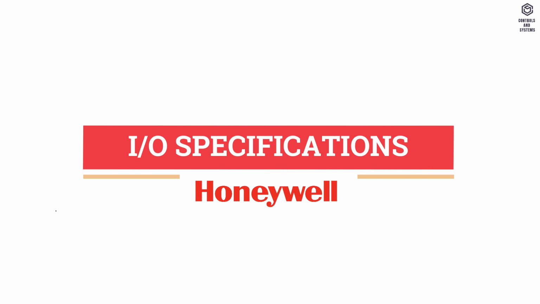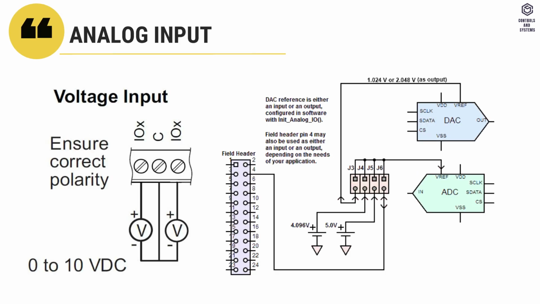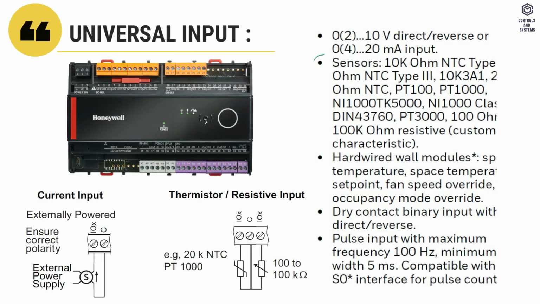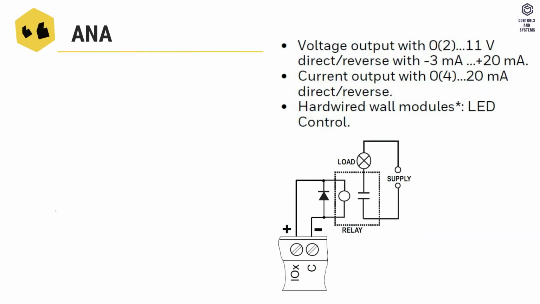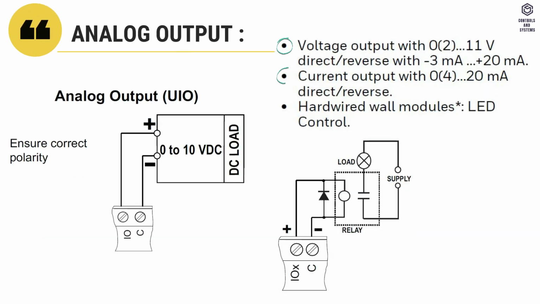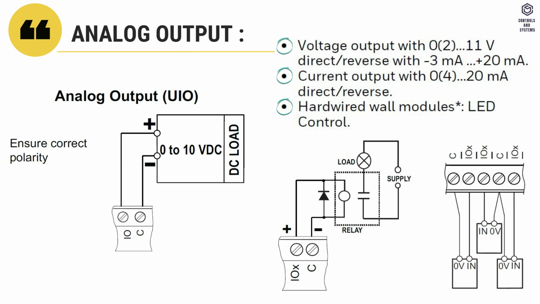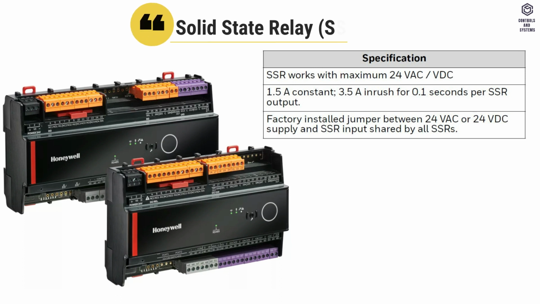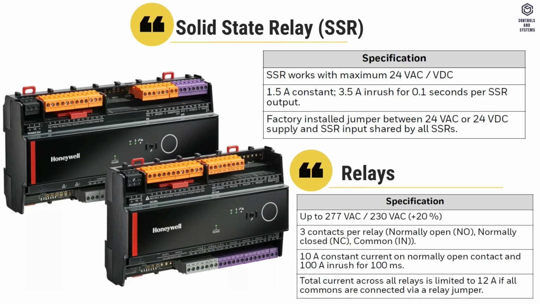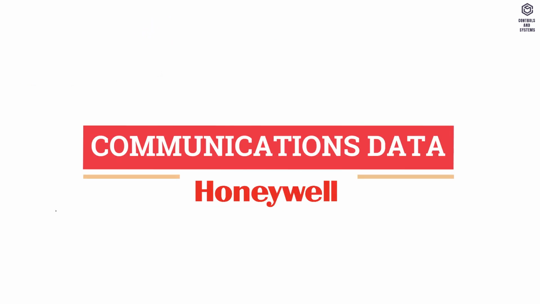Inputs and outputs specifications. Analog input specification is 16-bit A/D resolution. Universal input sensor types, ranges, hardwired wall modules and other specifications are shown in the table column. Analog output voltage output, current output and hardwired wall module specifications are shown in the table column. Digital output specification is dry contact binary output with direct and reverse; solid-state relay and normal relay specifications are shown in the table column.